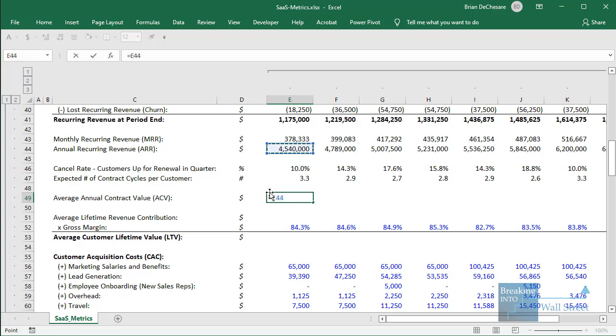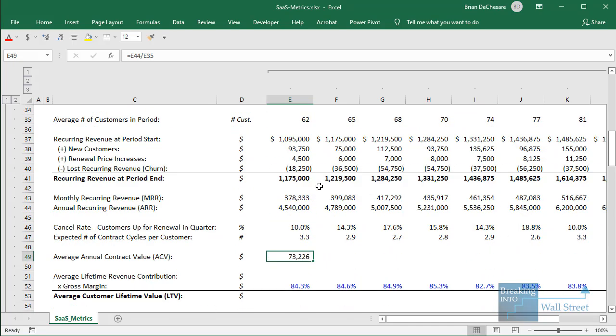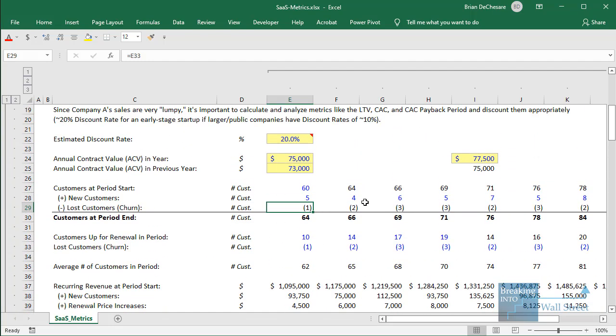So we're going to take the annualized recurring revenue, or annual recurring revenue, ARR here. Essentially, we're taking the monthly number and just multiplying it by 12. We want to take that and divide by the average number of customers in this period. So we have the average number of customers of 62 up there. And then for the average lifetime revenue contribution, if the average customer pays about $73,000 per year and they stay with us for 3.3 years, we just take that $73,000 and multiply by the 3.3, and we get to a lifetime revenue contribution of almost $250,000 right there. I have all the math up here above if you want to take a look at it.